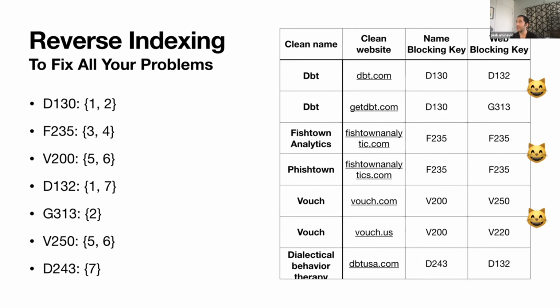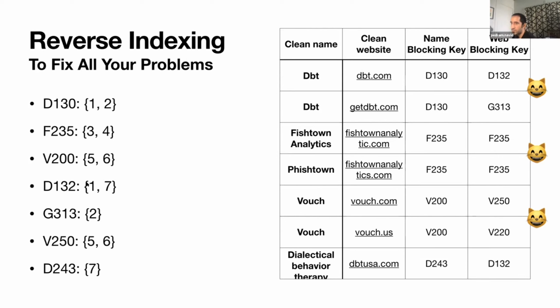Reverse indexing is the next step. So you're really smart, you read this book, and you've created your blocking keys. Now you've got to reverse the flow. You've got to say, okay, which records have D130 as a blocking key? And we can see these records, 1 and 2. It's amazing, it's like I picked examples that work really well. So obviously every single match has the same blocking key. This happens in real life too.